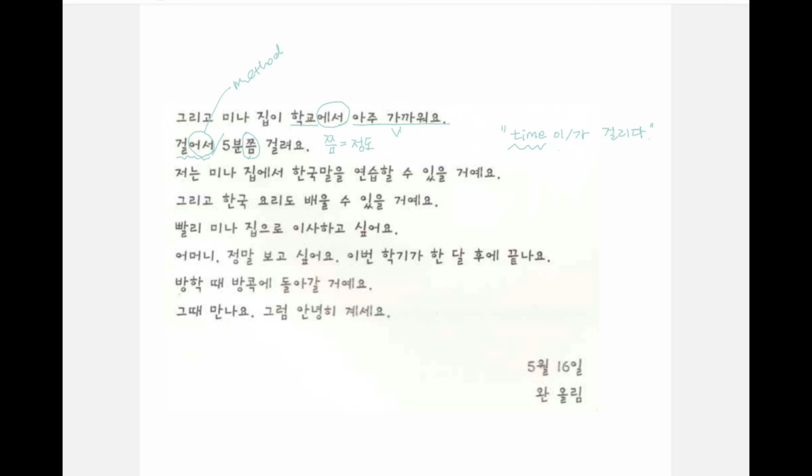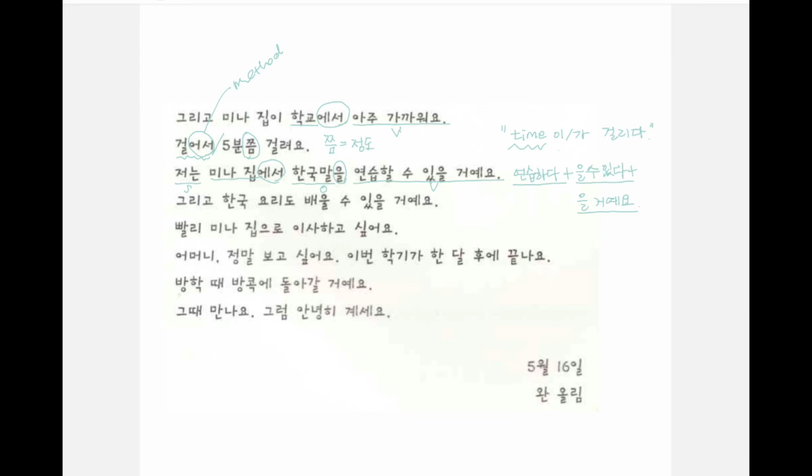저는 미나 집에서 한국말을 연습할 수 있을 거예요. It's quite simple. Where's the subject? 저는 subject 있어요. Where's the verb? 연습할 수 있을 거예요. Oh, such a long verb, isn't it? 자, let's analyze it. How many components are there? Base form, 연습하다, to practice. 을 수 있다, can, plus 을 거예요, which means future tense. So, altogether, how would you interpret it? I will be able to practice what? Practice what? Korean. This is object. Where? At Mina's house. Done? 자, I will be able to practice Korean language at Mina's house.